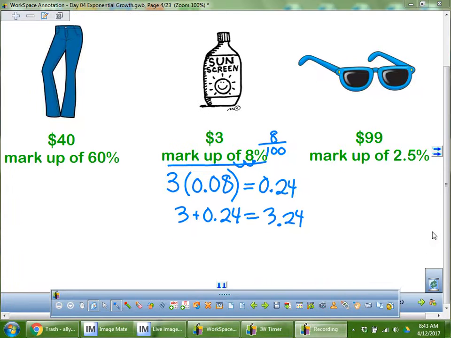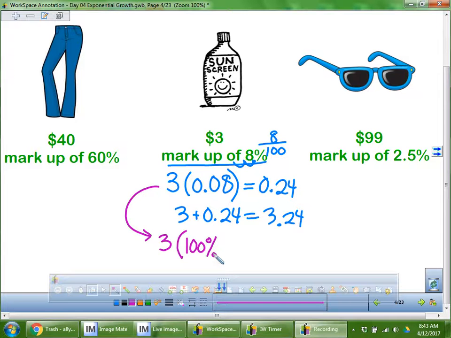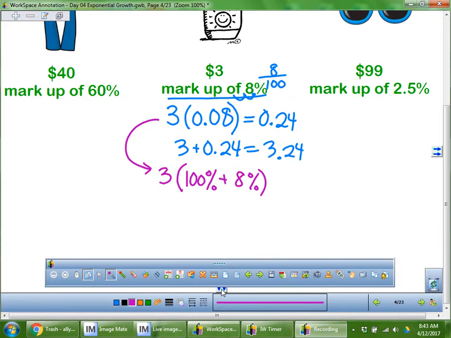Okay, would you guys be okay if we wrote this a slightly different way? I'm going to show you one more way. Isn't this the same thing as saying $3 times 100%? What's 100% of 3? Just 3. It's just like 3 times 1. So we're charging that much plus 8% more. Right? Does that make sense? We're going to charge $3 plus 8% more of it. It's the same. You might not like it, but it's the same.